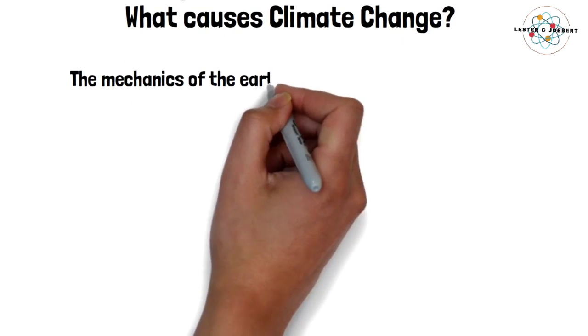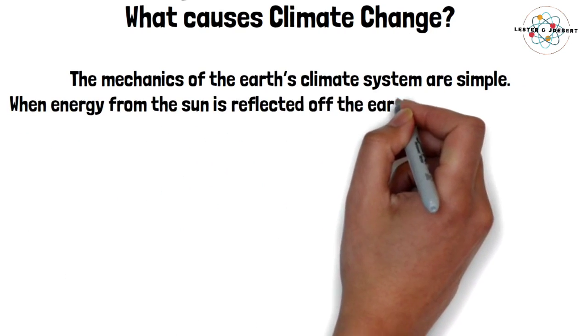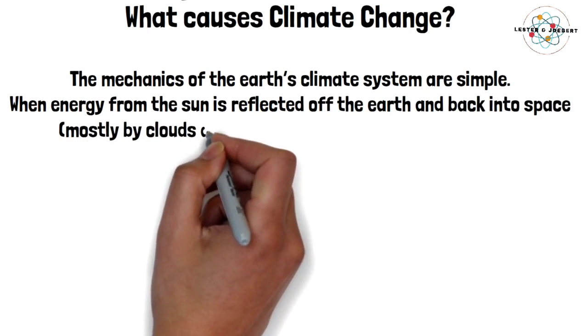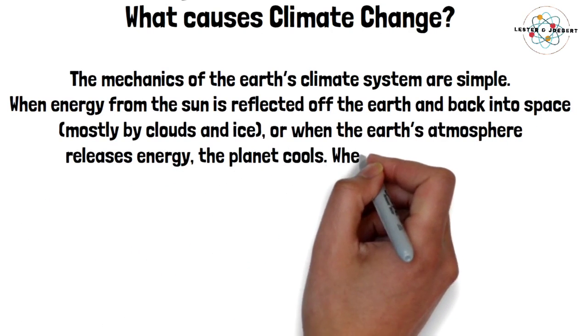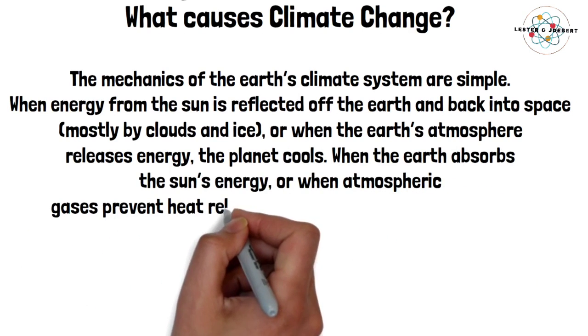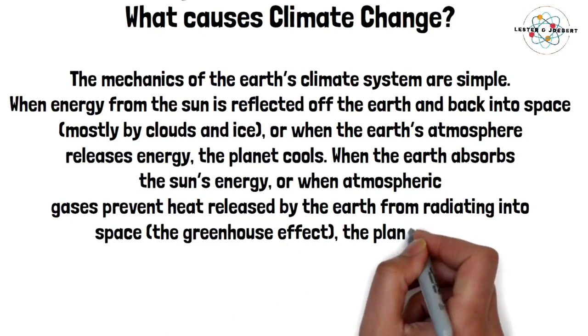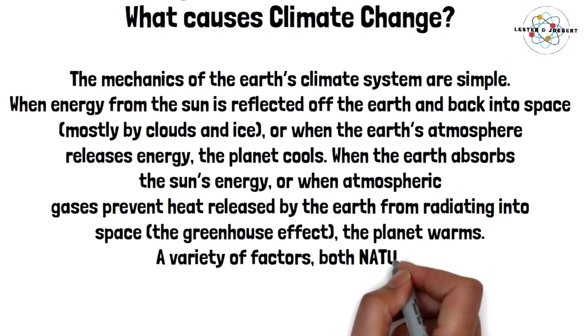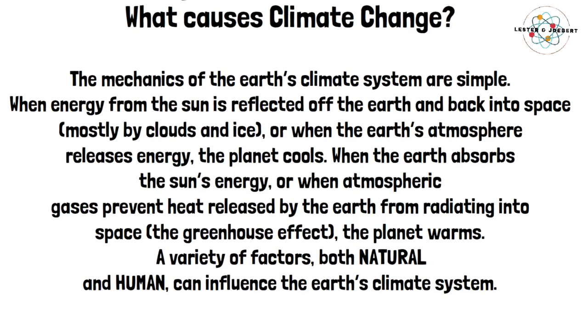The mechanics of the Earth's climate system are simple. When energy from the sun is reflected off the Earth and back into space, mostly by clouds and ice, or when the Earth's atmosphere releases energy, the planet cools. When the Earth absorbs the sun's energy, or when atmospheric gases prevent heat released by the Earth from radiating into space, like the greenhouse effect, the planet warms. A variety of factors, both natural and human, can influence the Earth's climate system as well.